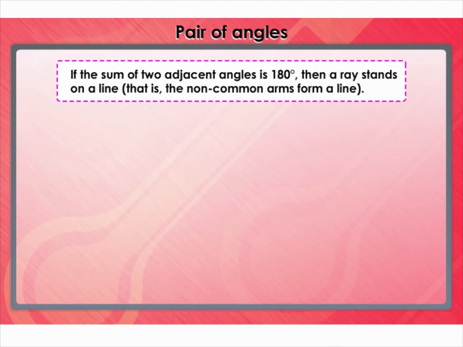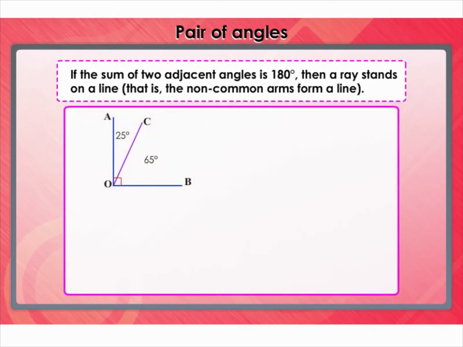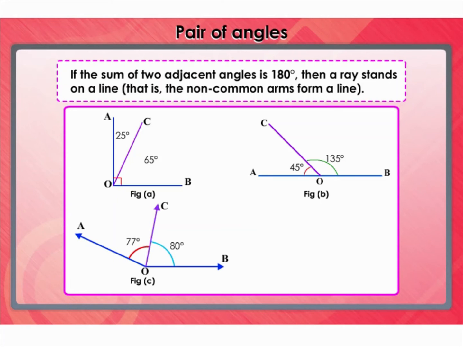Now we assume the reverse concept of the previous axiom. Take the conclusion as given and the given as the conclusion. So it becomes, if the sum of two adjacent angles is 180 degrees, then a ray stands on a line. That is, the non-common arms form a line. But we do not know whether this statement is true or not.